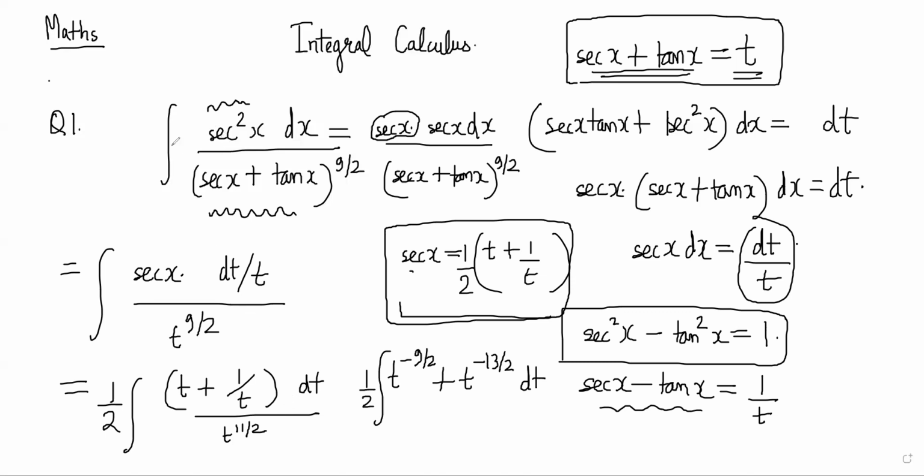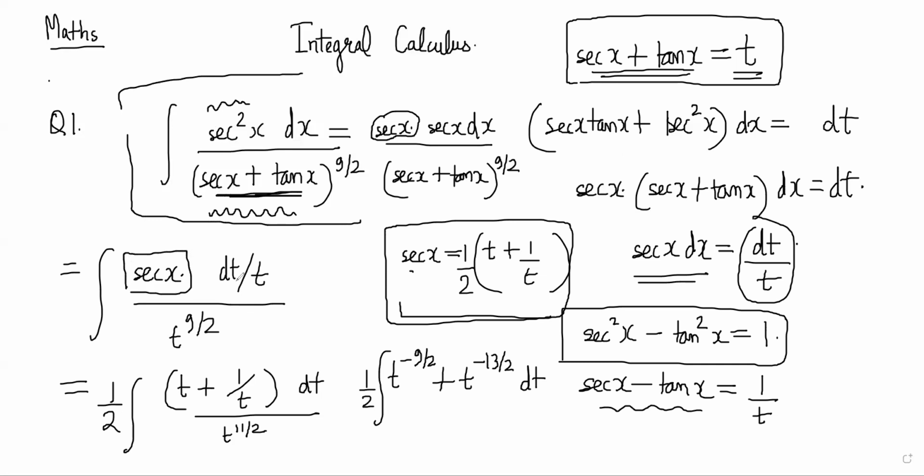If you are not getting a simple substitution, then you have to try the most obvious thing here. The most obvious thing is take the complicated thing and take it as t and see what happens. If you do that, you will realize that sec x dx is dt by t. So all we need is to isolate sec x and find out what it is in terms of t. Okay, sir. Got it.